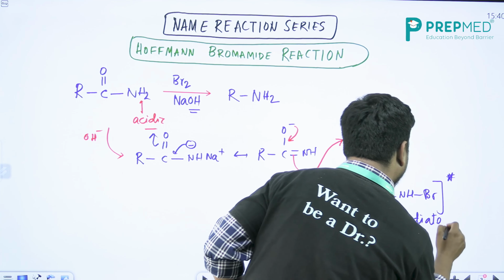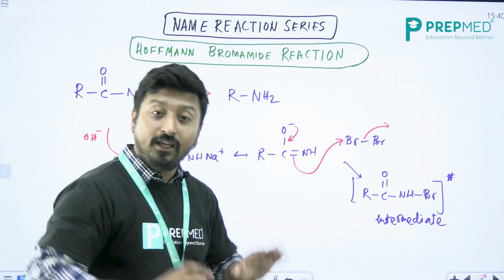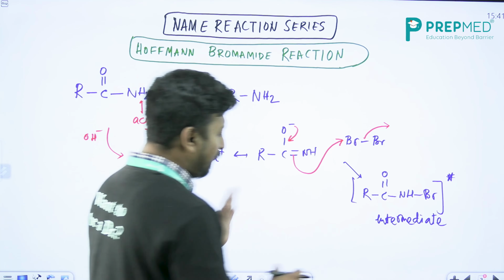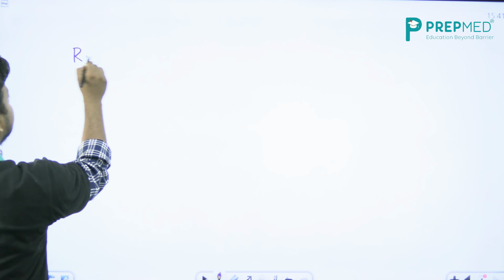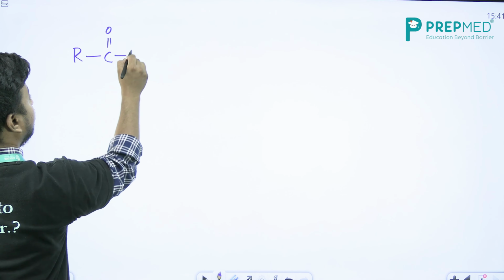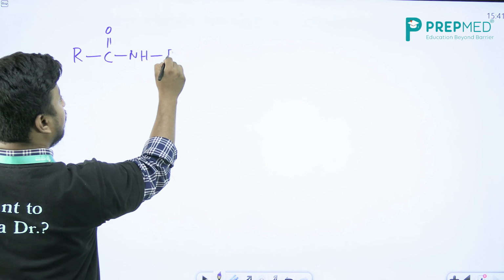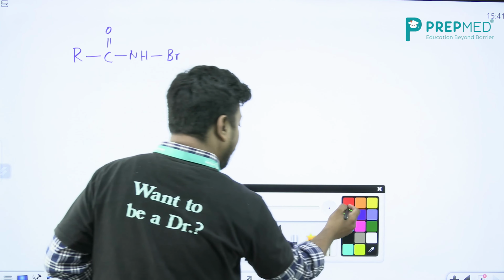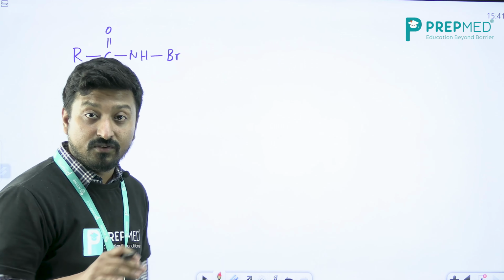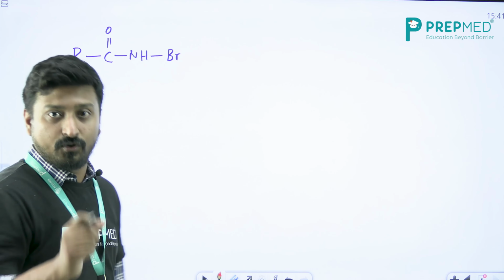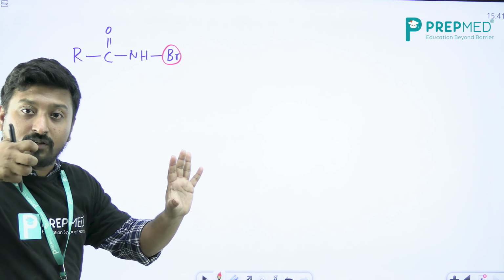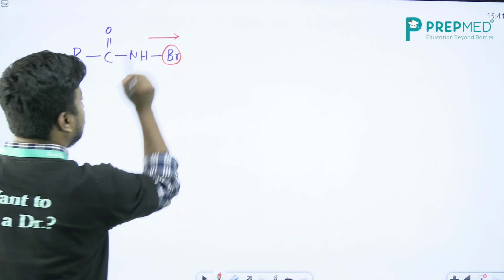This intermediate is very stable if you keep it isolated from any other medium. But in alkaline medium, what happens? Let me write it once again: RC(=O)NHBr. Now if you think about the basic GOC concept, if there is a proton attached with an electron withdrawing group, that increases the acidic character of the proton. Here the bromine is also an electronegative group, so it will withdraw the electron density in this direction.